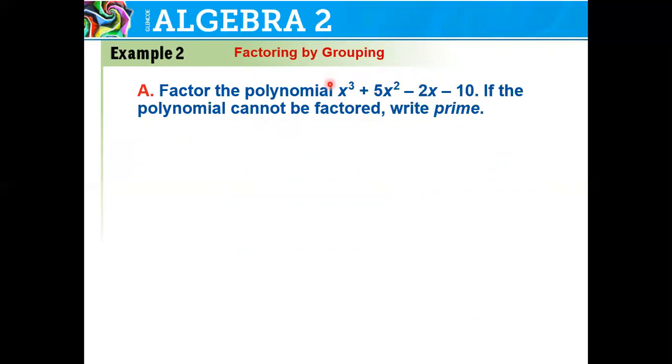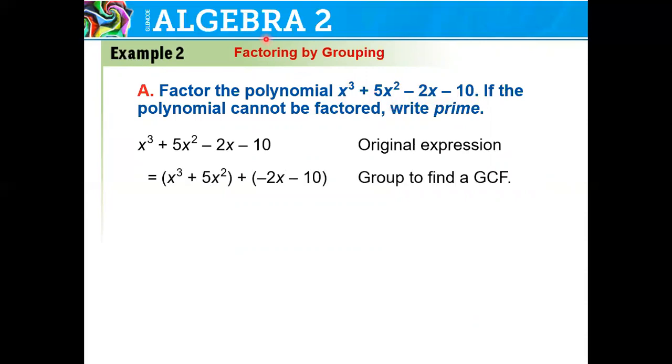Let's try to factor the first one. X cubed plus 5x squared. That's the original expression. Then we write it this way.